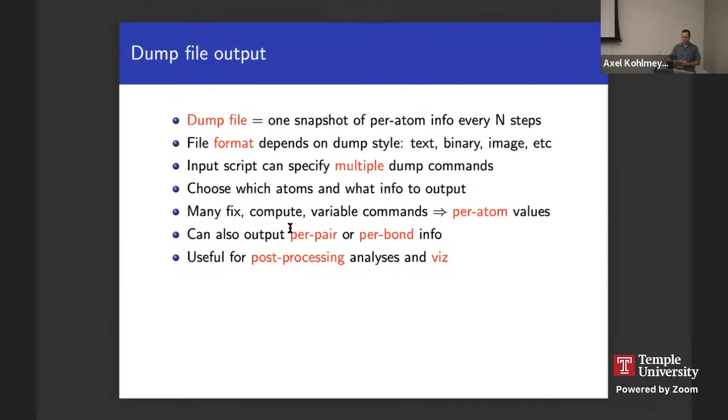For the dump file, it's one snapshot of per-atom info every n steps. So you can't actually put per-atom quantities in the log file. They have to go in the dump file. So the dump file is per atom, so one quantity for every atom. There's different file formats depending on which style. If it's text, binary, or you can even dump an image or a movie. In the input script you can have multiple dump commands. You can choose which atoms, so you can only dump one group or another.